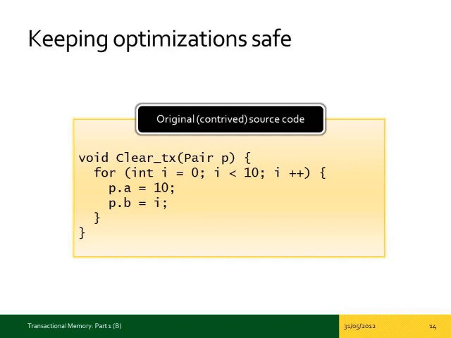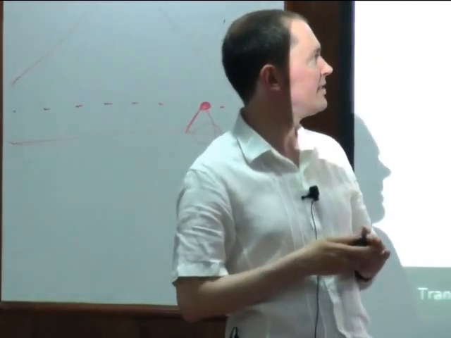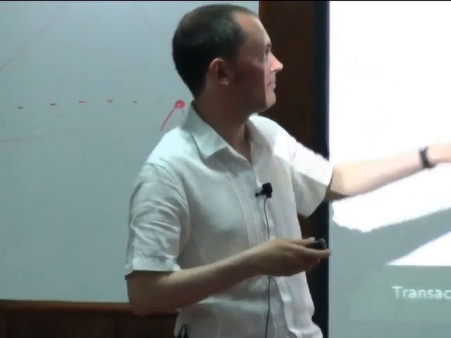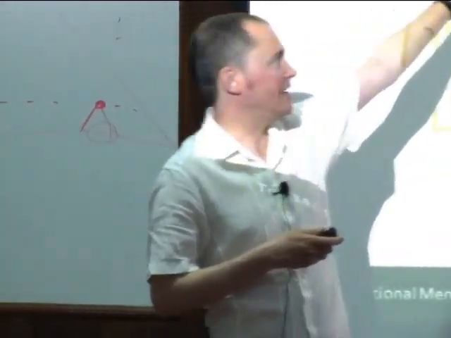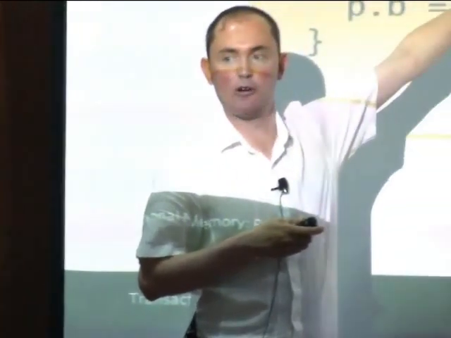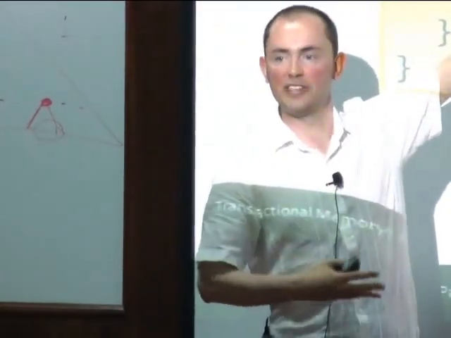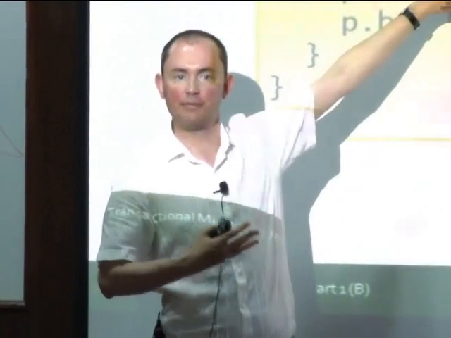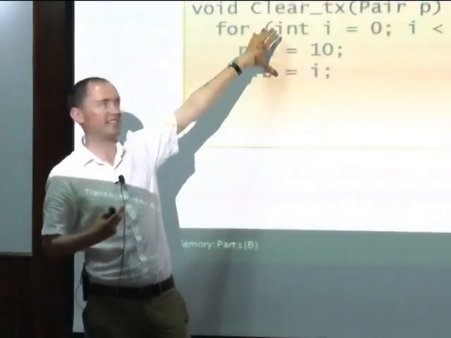Let me talk about a few of the more tricky cases that are more specific to STM. Here's an example where we've got a somewhat contrived piece of code where we're taking a reference to a pair object, and this tx suffix means that this is one of these functions that the compiler is generating, so that we'll be calling into this version of the clear function if we're using it inside a transaction.